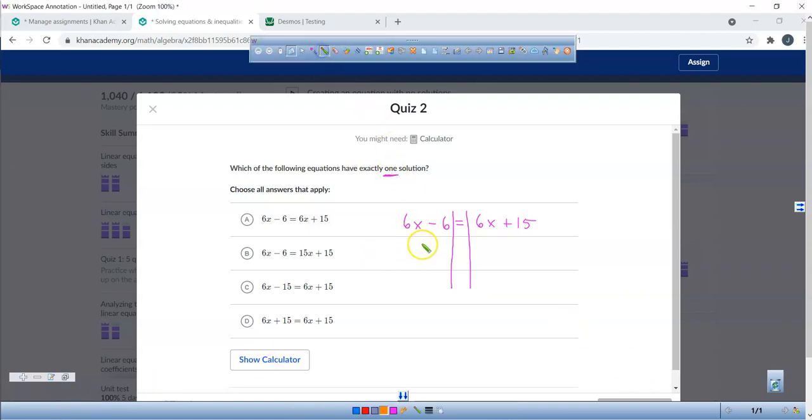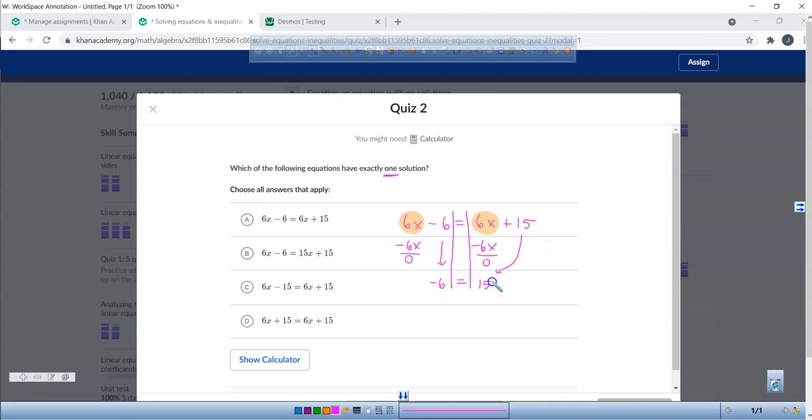What can I do to both sides of this equation? If I wanted to get rid of this 6x, what would I do? Take away 6x from both sides. Now look what happens when we do this. This zeroes out, but also over here, this also zeroes out. What's the only thing left on the left-hand side? Negative 6. What's the only thing left on the right-hand side? 15. Are these equal to each other? They're definitely not equal to each other.